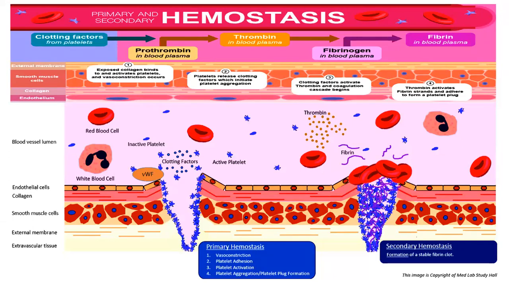Any problem with this will be represented as a disorder of primary hemostasis. Once the clotting factors are released and activated, everything finally leads to activation of thrombin. Once thrombin is activated, it cleaves fibrinogen to fibrin, and the fibrin will be deposited in the formed platelet plug and strengthen the clot.